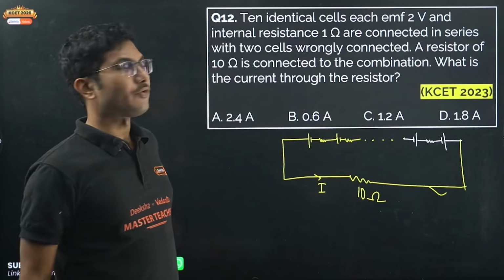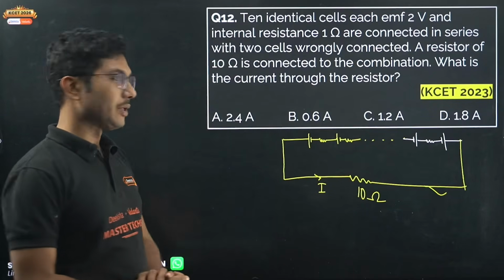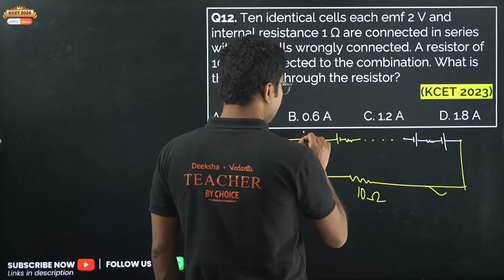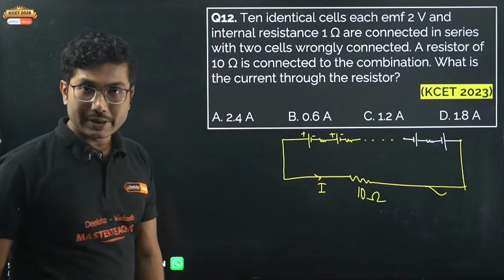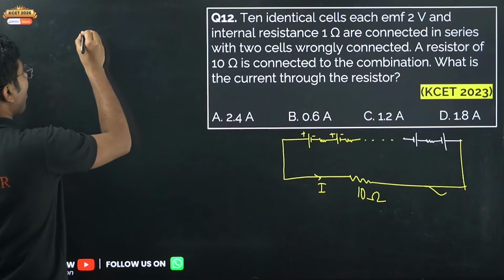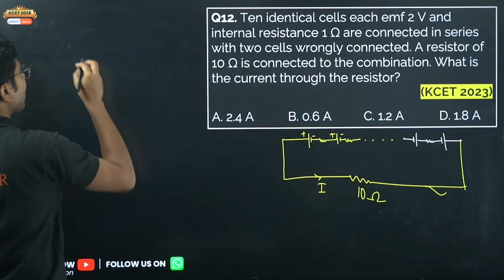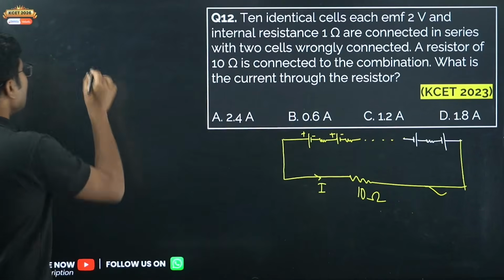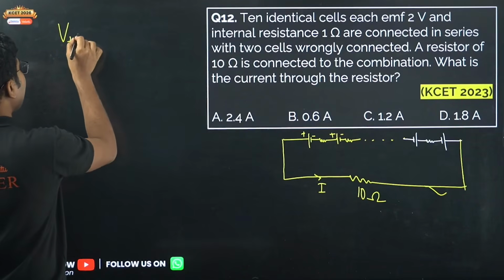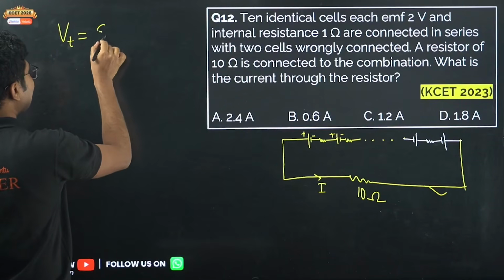So for that, first of all, you have to find the equivalent EMF. So this is positive, this is negative, positive, negative, like that. How many of the cells are properly connected? As I mentioned, cells properly connected are 8. So what is the total voltage across those 8 cells? Total voltage is given by properly connected cells are 8.